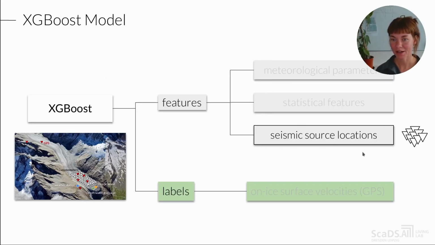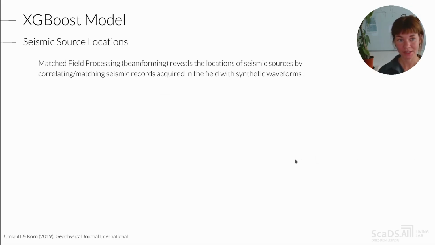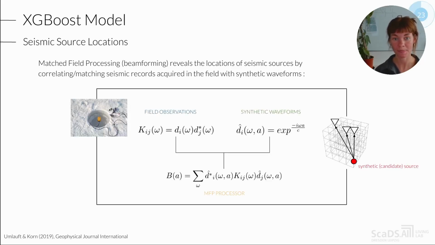Okay, and finally we use these seismic source locations. And how are we doing this? We are using an approach here that is meanwhile quite common in seismology. It's called matched field processing, which is a type of beamforming. And this method reveals the location of a seismic source by correlating, or you can also call it matching, as it's implied by the name, the seismic records that we acquire in the field with synthetic waveforms based on an underlying grid to find the source location of a certain waveform.